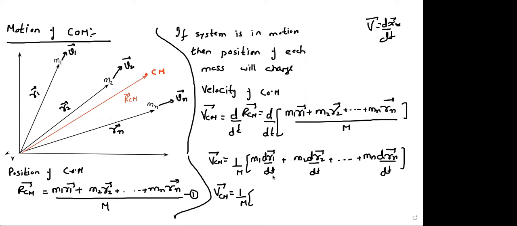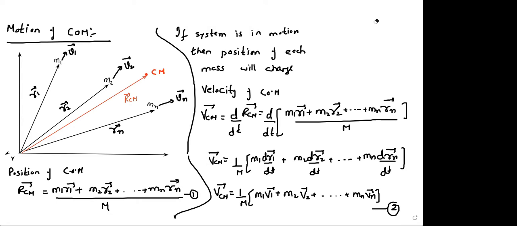What's this term, dr1 over dt? V1, very good. It's the velocity of the first mass. Similarly, this is m2 times the velocity of the second mass, v2, and this is mn times the velocity of the nth mass. So this is the velocity of center of mass. This is equation number 2.